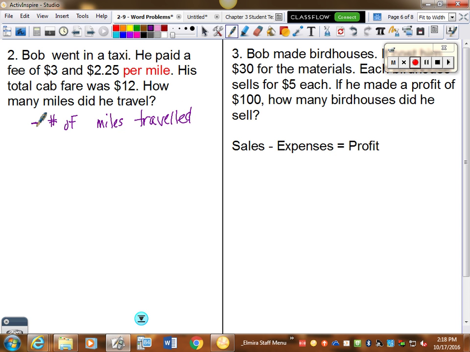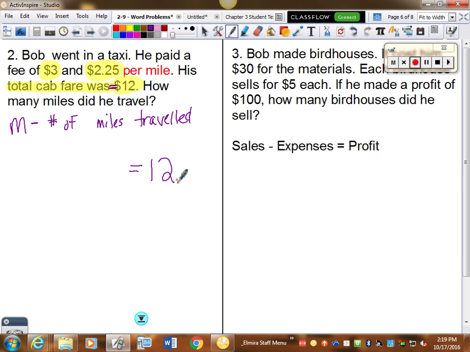And you know what? M makes sense as the letter. And we got some numbers that we got to use here. $3, $2.25, and 12. Let's see which one of those sounds like what it was equal to. It says his total cab fare. I see the word total was $12. Go ahead and stick an equal sign right there in front of the 12 and put equals 12.